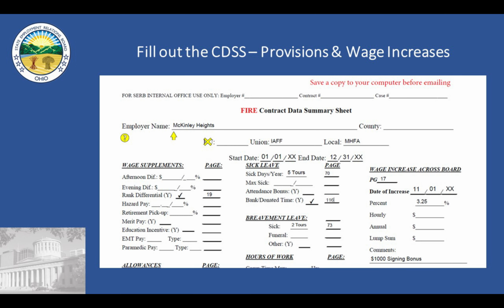As you fill out the Contract Data Summary Sheet, you will only enter information into each provision that applies to your contract. The provisions that do not apply to your contract will remain blank. Please remember to include the page numbers next to the provisions that are found in your contract, as this will help us in extracting and verifying data found within your contract. The wage increase section on the right has a comments field in case you have a wage reopener, signing bonus, restructured wage scale, or something that wouldn't otherwise fit into one of the other wage increase lines.